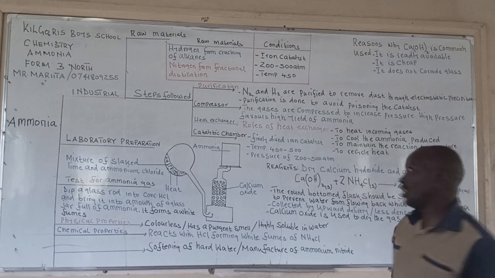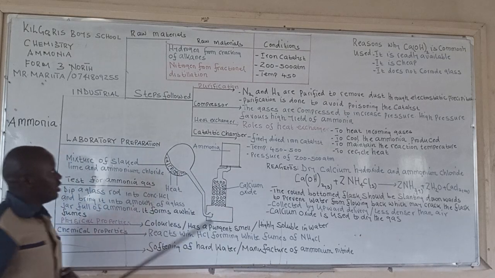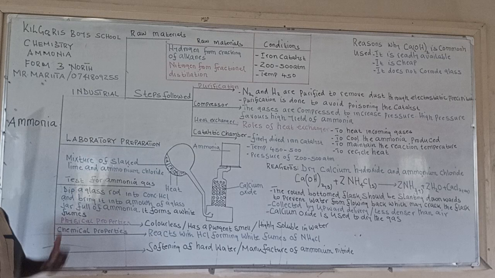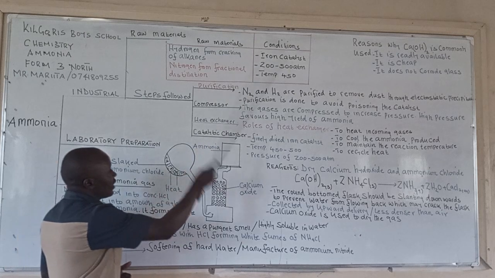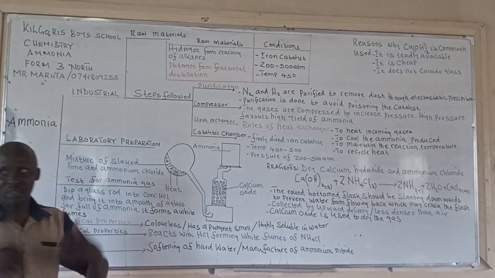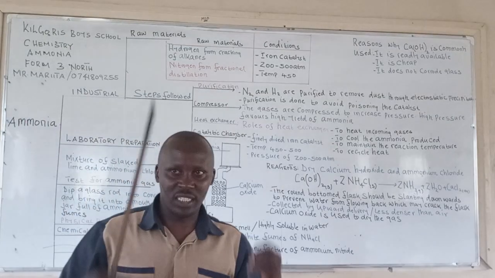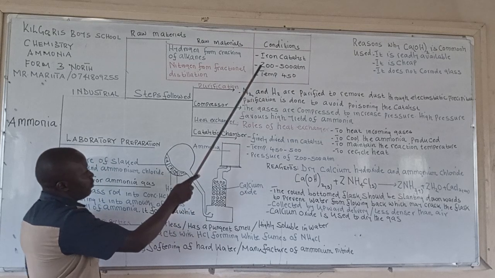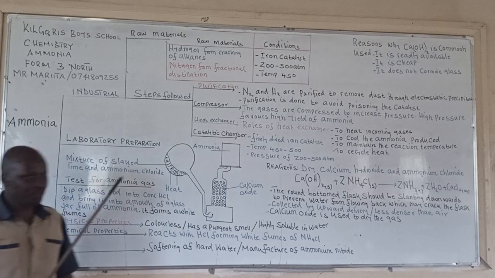Now, what are the conditions for hydrogen and nitrogen to react? We have the conditions required in this industrial process. One condition is an iron catalyst. The catalyst must be finely divided to increase the surface area for the reaction. Another condition is a pressure of 200 to 500 atmospheres.